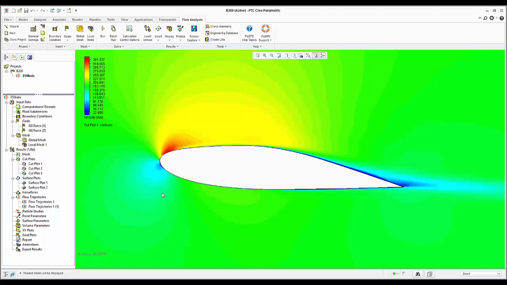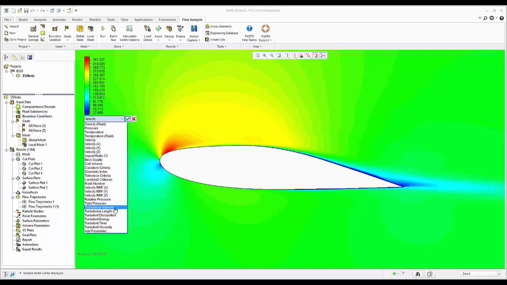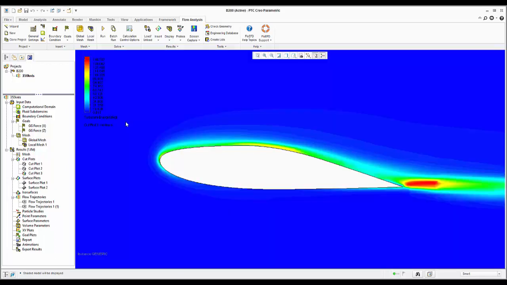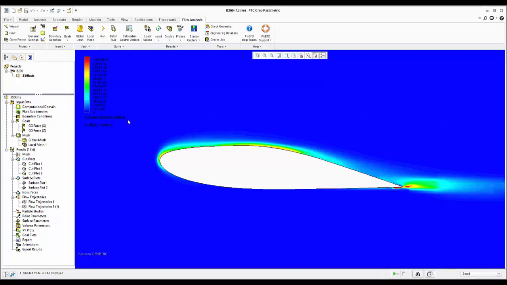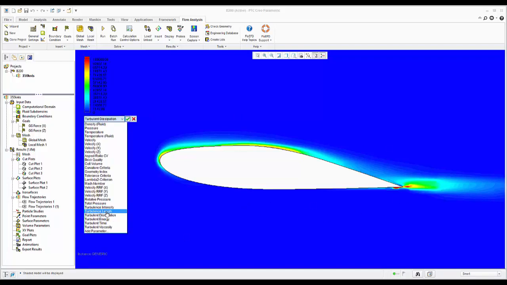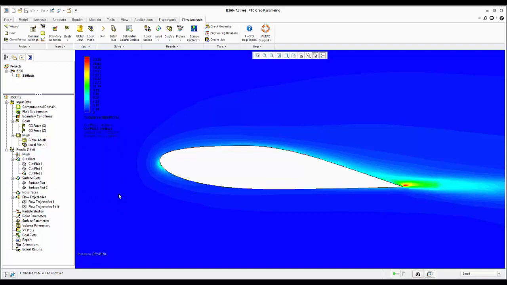Looking at the velocity, we can see the high velocity along the top surface and lower along the bottom, as we'd expect, and this gives us lift. Turbulence parameters can be visualized. Here we have the turbulent energy, which can be seen along the top surface and trailing edge. Turbulence dissipation can also be seen the most along the leading, top face and trailing edge where the two streams combine. Turbulence intensity shows where the most turbulent area in the model is, and this is seen at the trailing edge and the downstream wake.